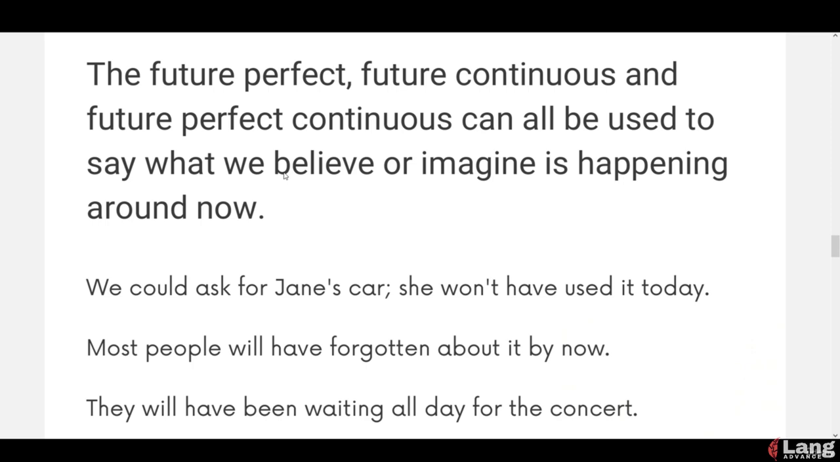The future perfect, future continuous, and future perfect continuous can all be used to say what we believe or imagine is happening around now. Here's some examples. We could ask for Jane's car. She won't have used it today. That's future perfect, and we're expressing what we believe is happening around now. Most people will have forgotten about it by now. Also future perfect. And last one, they will have been waiting all day for the concert. These are all things that we believe or imagine are happening around now.